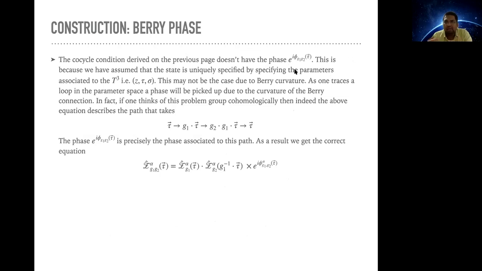You can think of this state as defined on the parameter space tau, and as you move in the parameter space, the state could pick up phases. This is the Berry connection. If this Berry connection is curved, then as you come back, you would have picked up a phase. So the state is not quite labeled by the parameters, but only up to a phase. In that sense, you should allow for some phase in this equation, and that's what we have done. So this is the right equation taking into account the curvature of the Berry connection. Now you can see that we have produced the first group co-cycle condition here. Any questions?